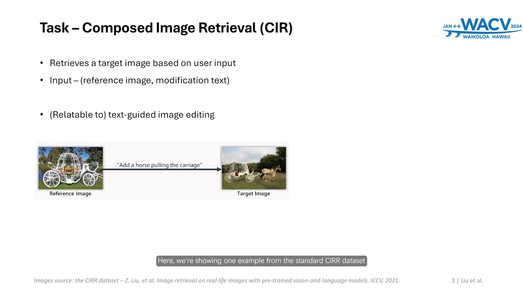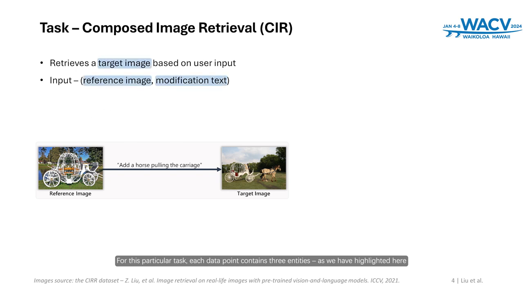Here we're showing one example from the standard CIRR dataset. For this particular task, each data point contains three entities, as we have highlighted here. The collection of the dataset, therefore, requires one to first form pairs of reference and target images, which is then followed by composing the modification text that connects the two, usually through human annotators. The entire process is labor-intensive and potentially expensive.